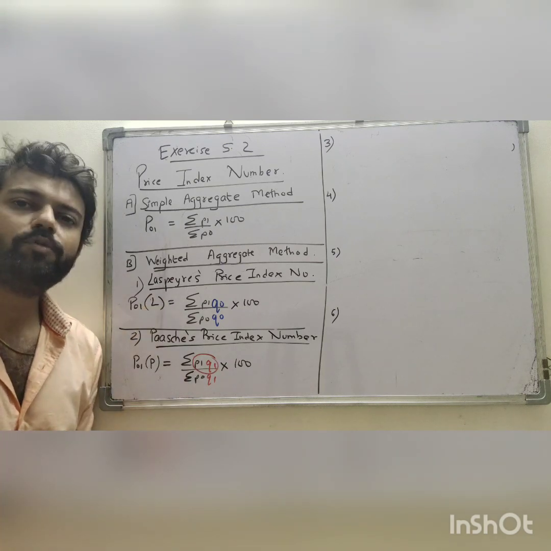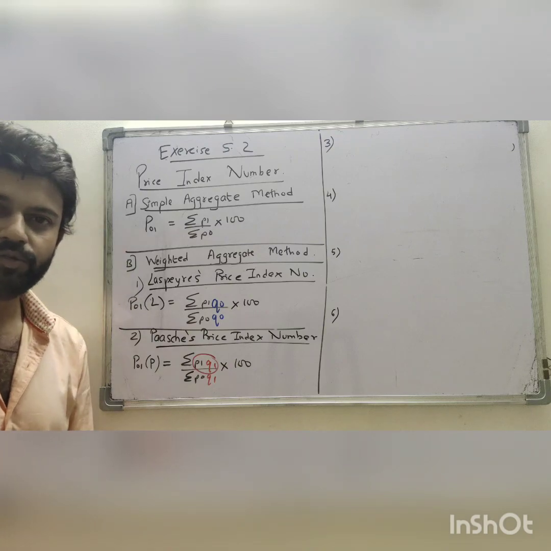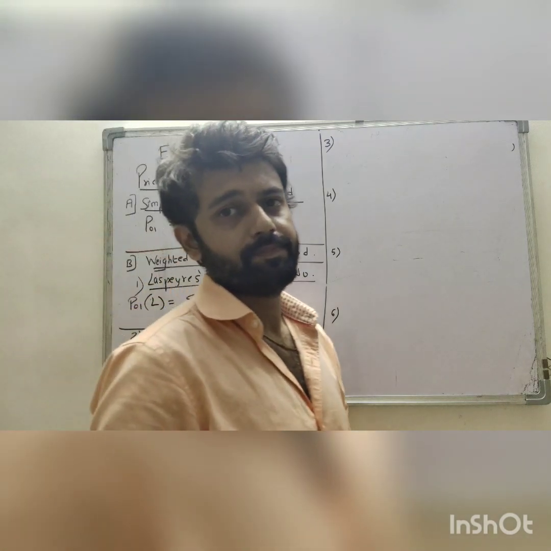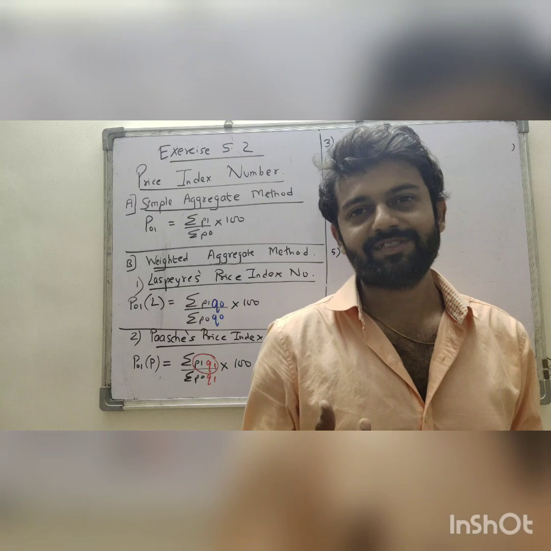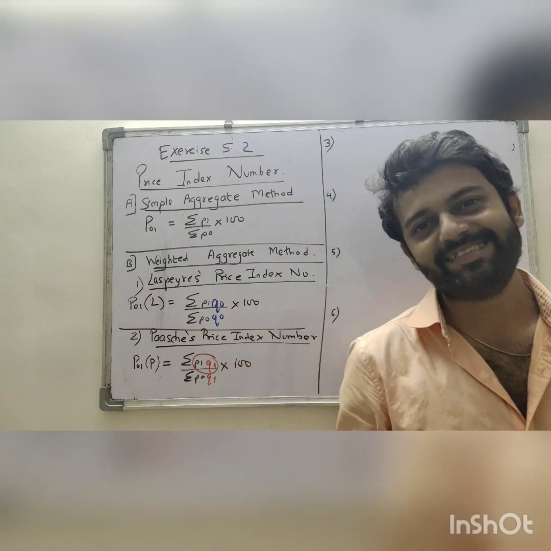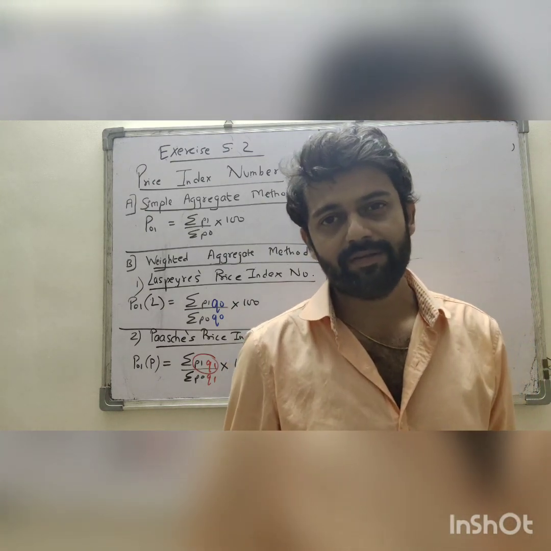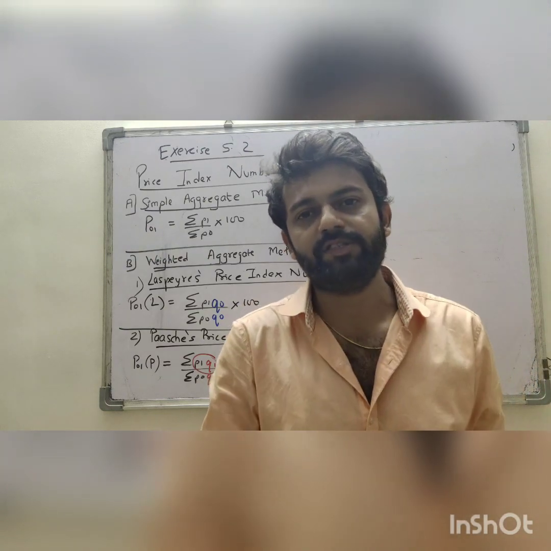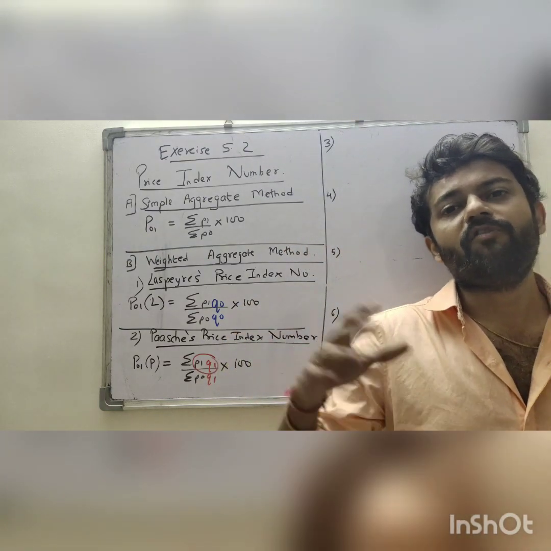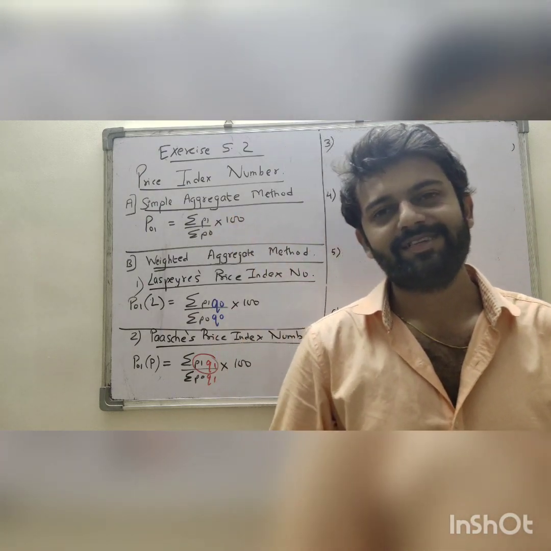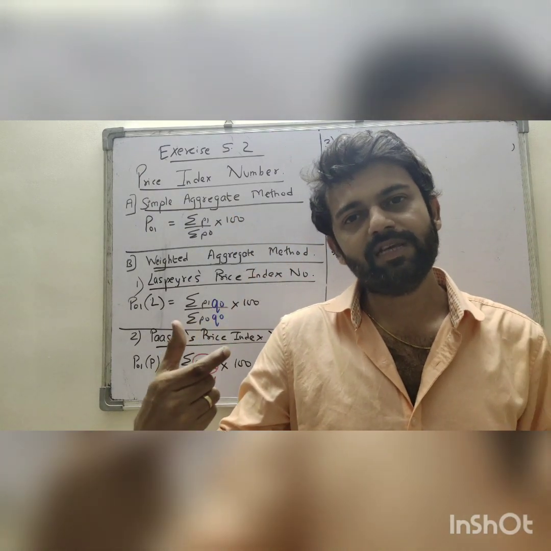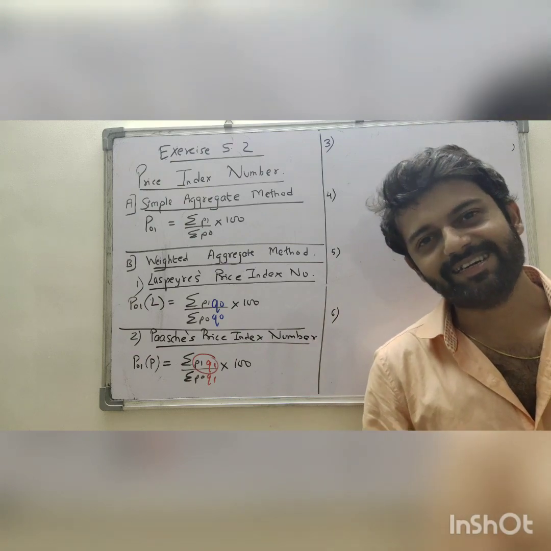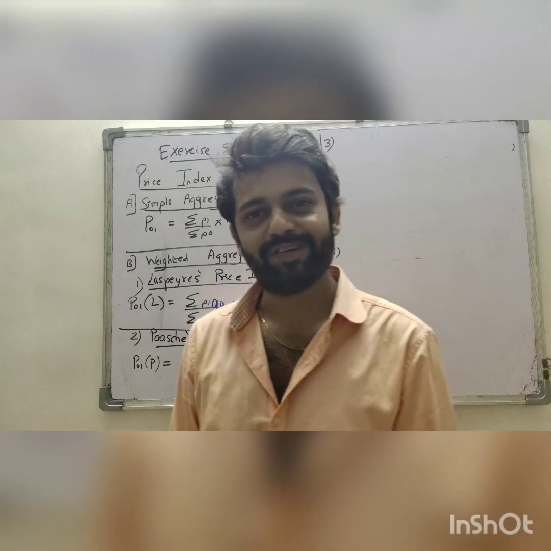Well, these both mathematicians gave their formula to find price index number. Of course, their answer will not come the same. If their answer is the same, then we could have used only one. Both will give different answers, but there will be marginal difference. There will be no vast difference. If one answer is 19, the other will be 21, something like that.